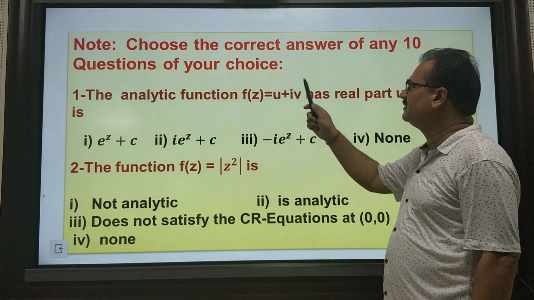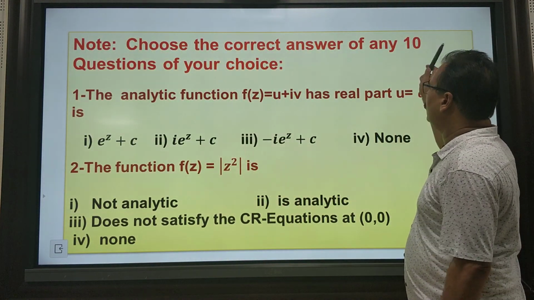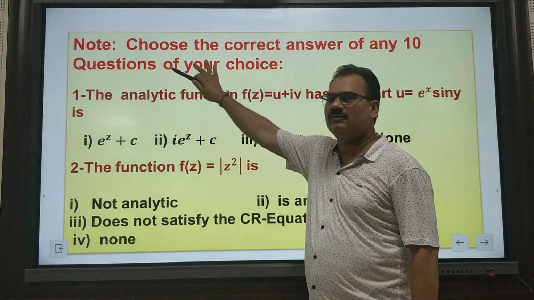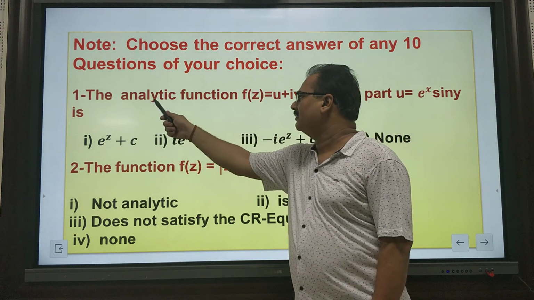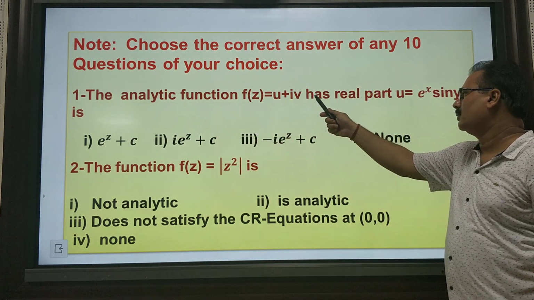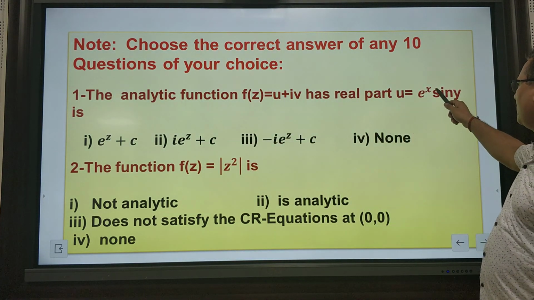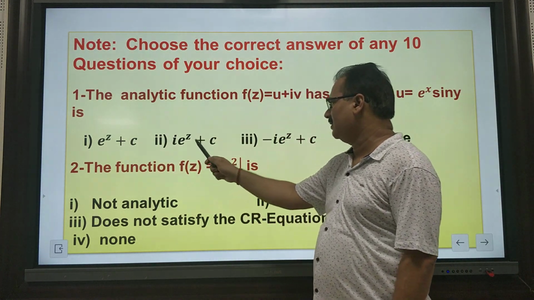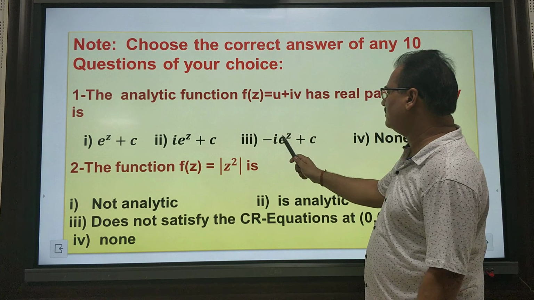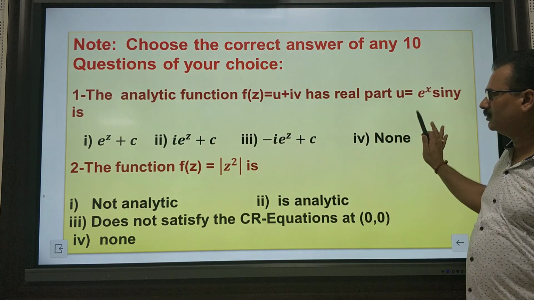Now the first question is to choose the correct answer of any 10 questions of your choice. This is the rider that will be applied on every question. The analytic function f(z) = u + iv has real part u = e^x sin y. The first option is e^z + c, second is i e^z + c, third is minus i e^z + c, and fourth is none of these.